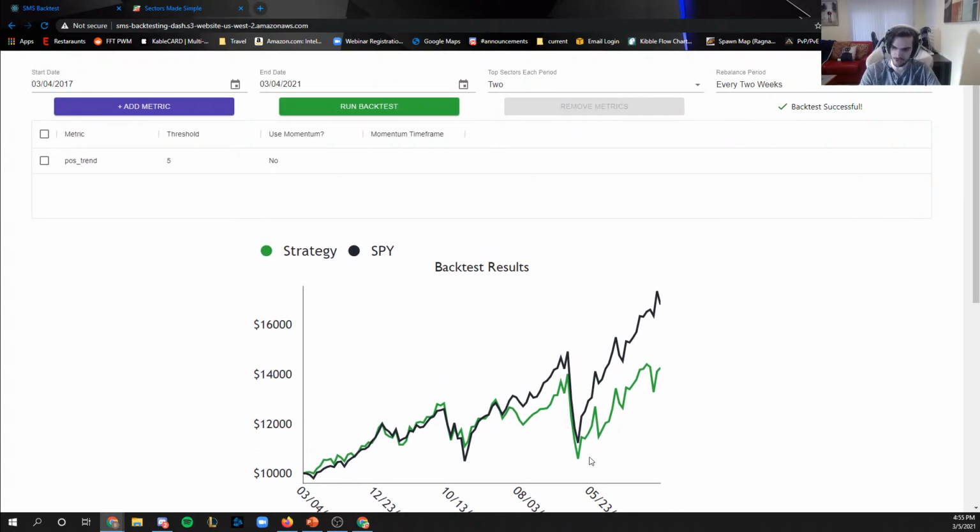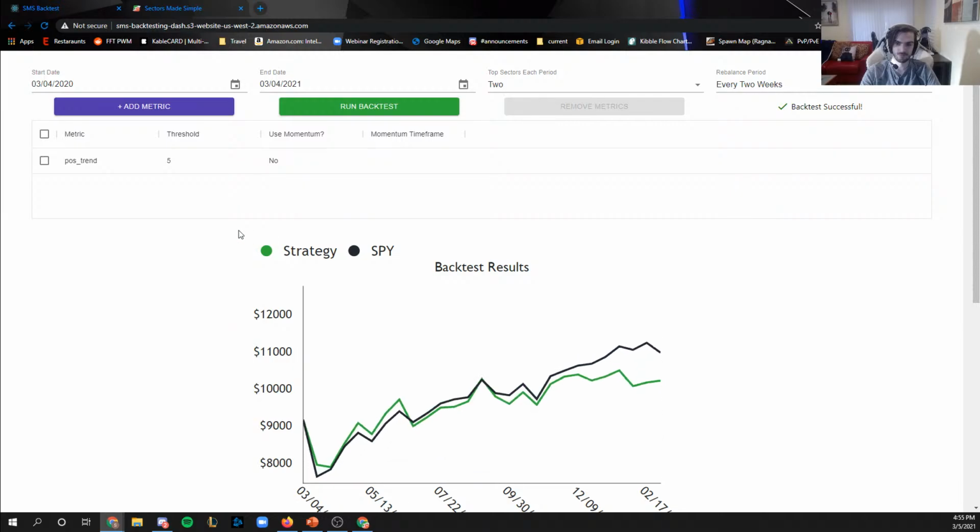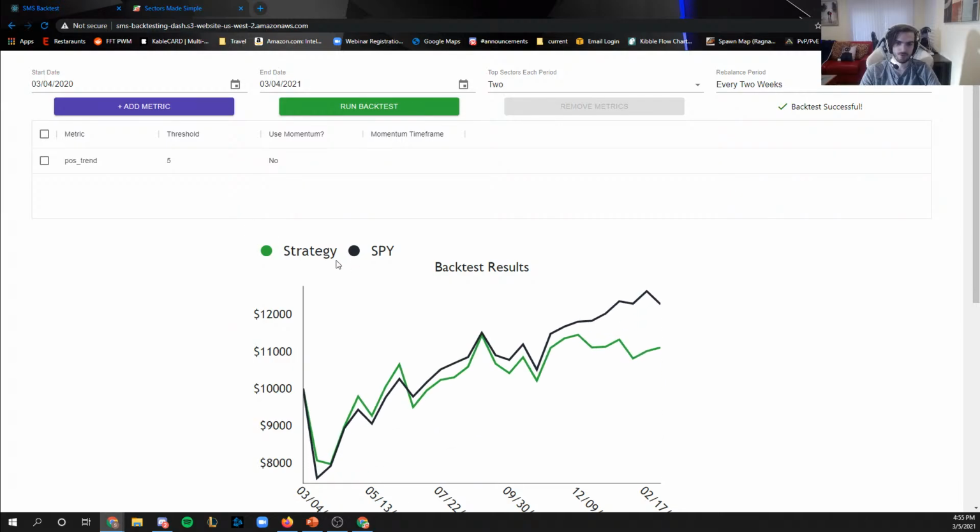So let's zoom in on this a little bit. Let's go just the past year to see how that strategy is done. So it's not as bad as what it had originally looked like. We can see here that the strategy still underperformed the market, but did pretty well. So it still would have made you money, but not as much had you just invested in the market.